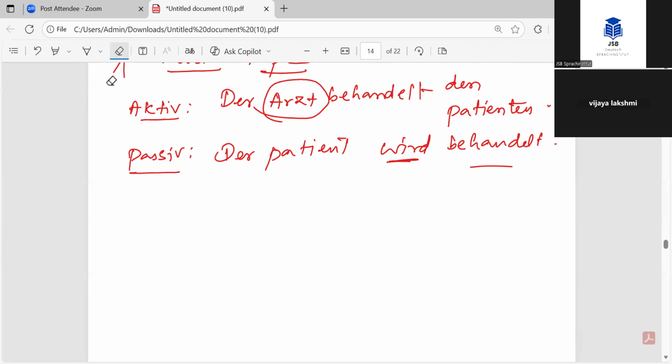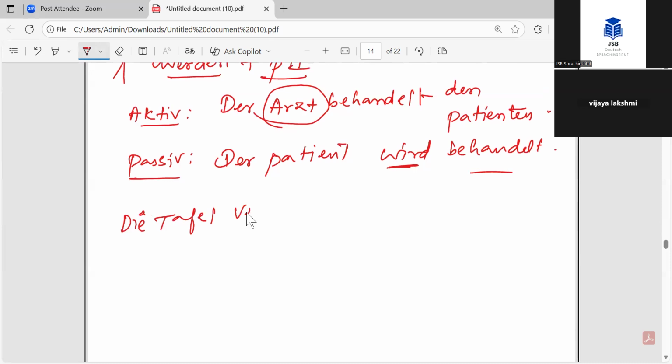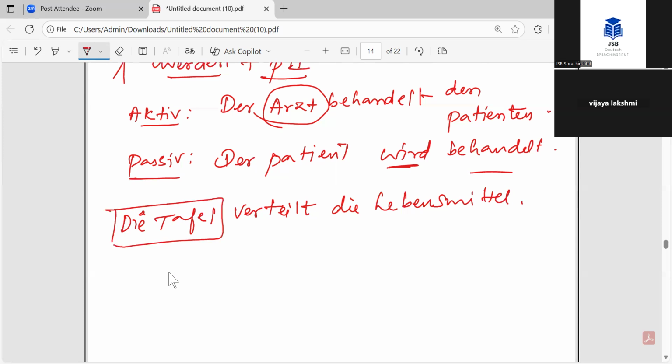Okay. The Tafel verteilt die Lebensmittel. What is the meaning? Okay. The organization distributes the food. Okay. So now who is the subject here? The Tafel is the subject.